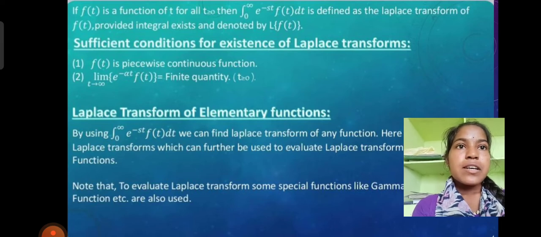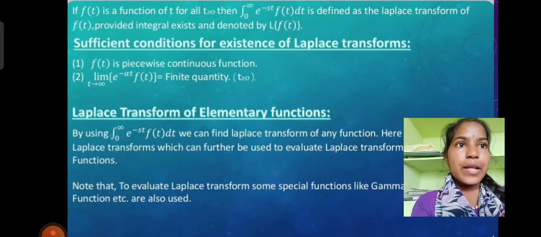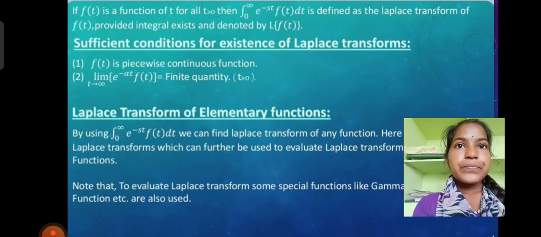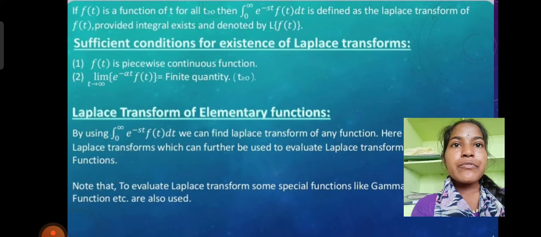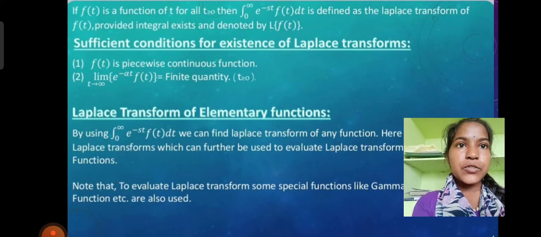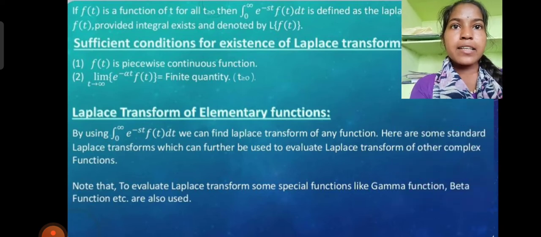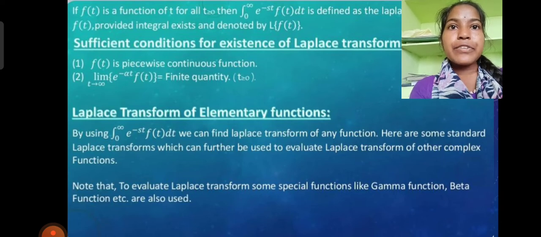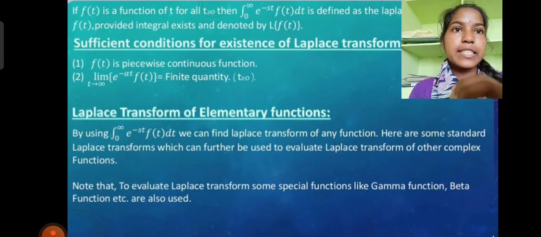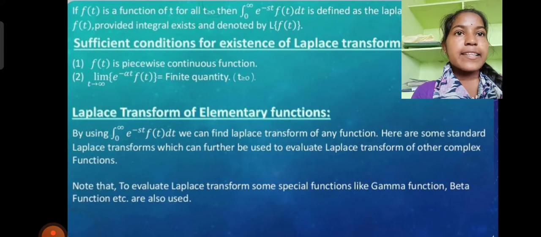Sufficient conditions for existence of Laplace transforms. First, f(t) is a piecewise continuous function, and another is that the limit as t tends to infinity of e to the power of minus st times f(t) is a finite quantity, for t greater than 0.